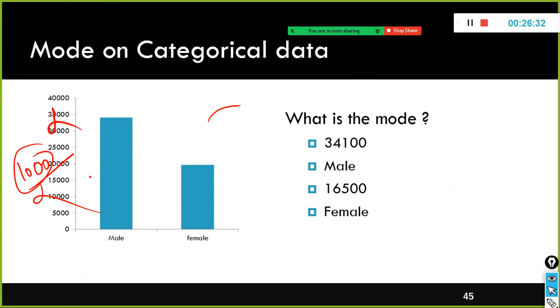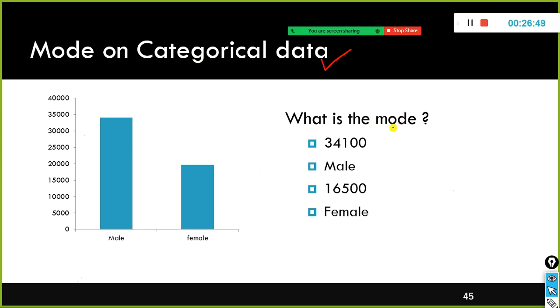Next one is, now you tell me, we can use mode on categorical data also. I gave you the clue. We can use mode on categorical data. Okay, so now you tell me what is the mode here.